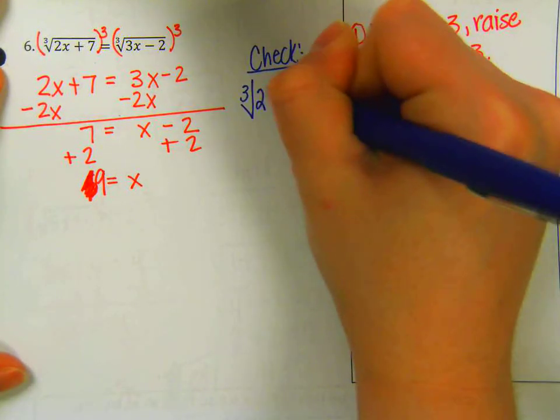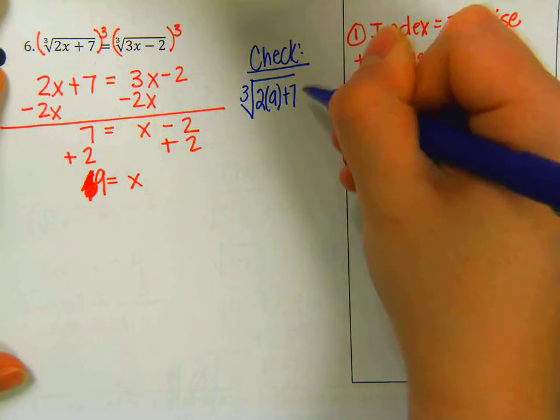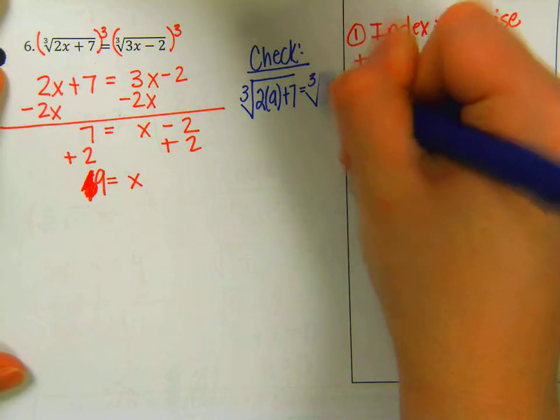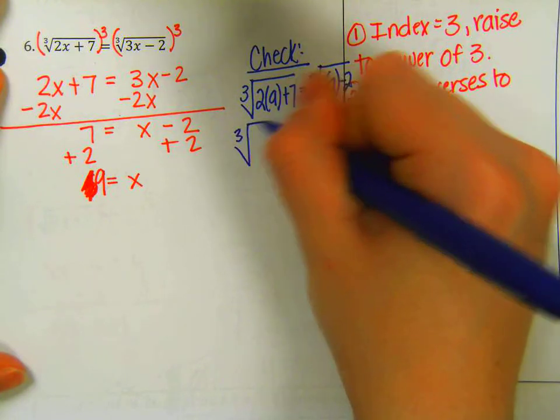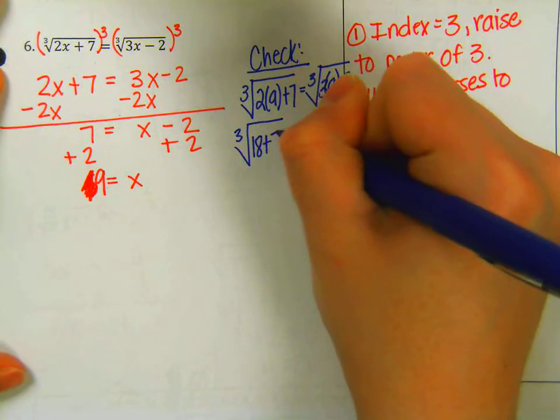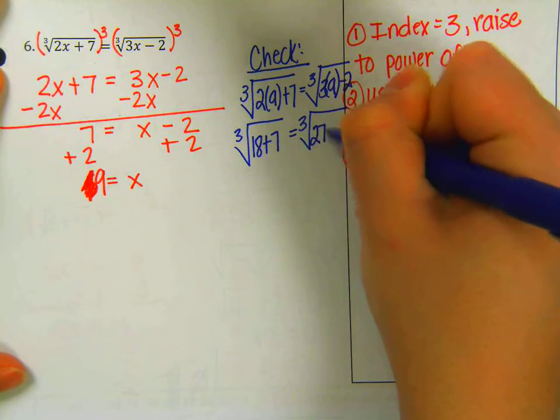You have the cube root of 2 times 9 plus 7, and we're checking to see that it's equal to the cube root of 27 minus 2. We have the cube root of 18 plus 7, checking to see that it's equal to 27 minus 2.